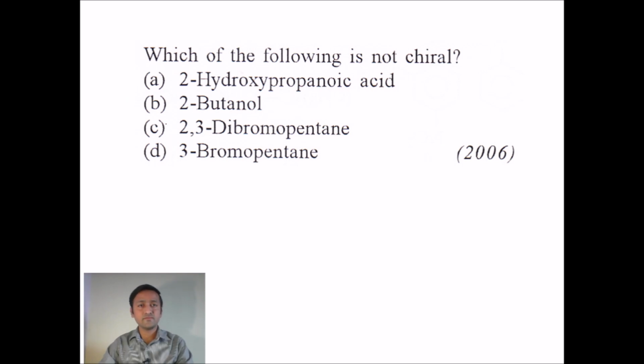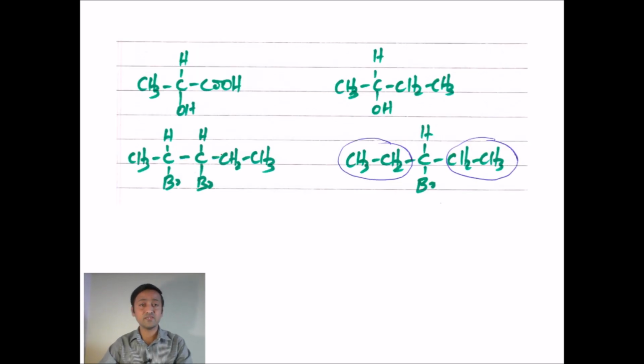Third question, which appeared in the 2006 NEET paper. Which of the following is not chiral? This is a very simple question. If you write the structures of these, you'll get the answer directly. Not chiral means it should not have any chiral carbon atoms present. The first is 2-hydroxypropanoic acid, second 2-butanol, third 2,3-dibromopentane, and the fourth is 3-bromopentane. I have taken structures for these now.